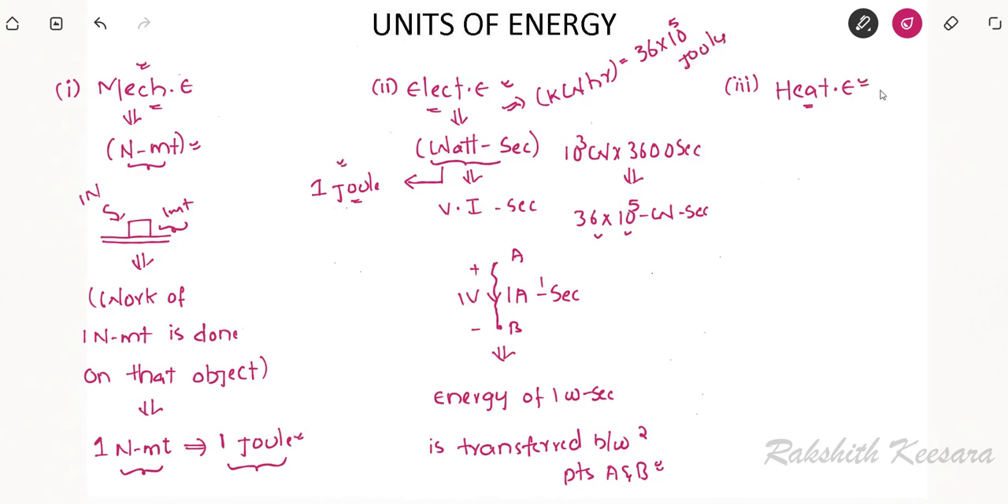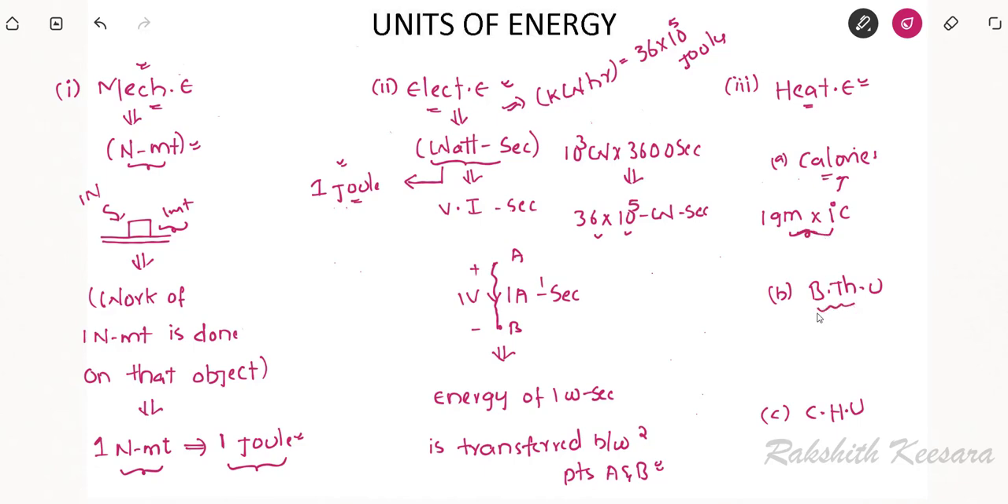And the next one is heat energy. Here we will mainly use 3 units. The first one is calorie. The next one is British thermal unit. And the third one is centigrade heat unit. So let us see what a calorie is. It is defined as the amount of heat required to raise the temperature of 1 gram of water by 1 degree Celsius. This is the definition of calorie.